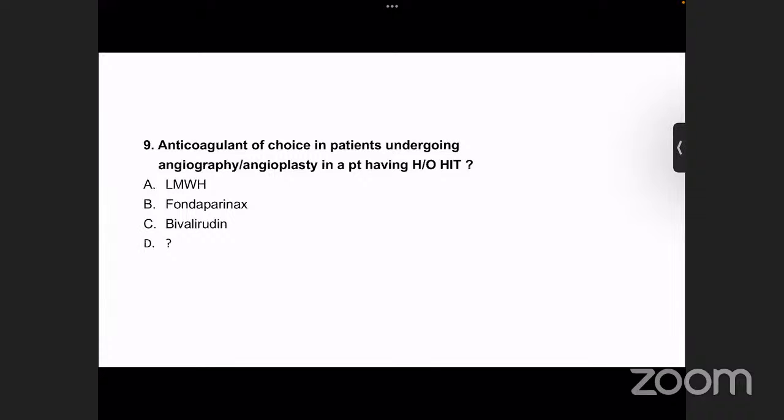So this is a very tricky question. I think the cardiology faculty might also have discussed it. Specifically, they are asking for the choice of anticoagulation in patients who are undergoing angiography or angioplasty. So there is something different from the routine HIT management, right?